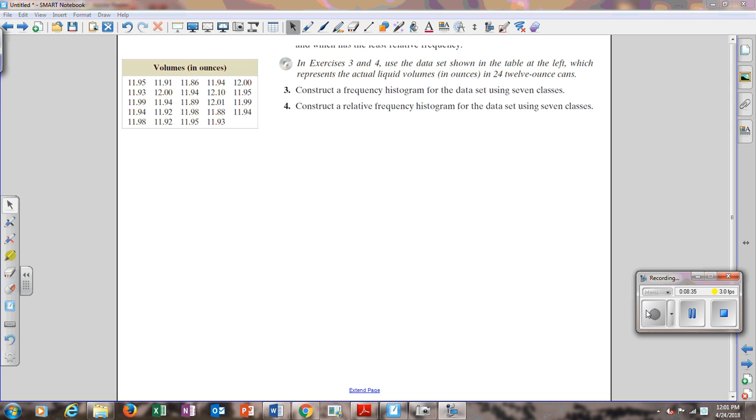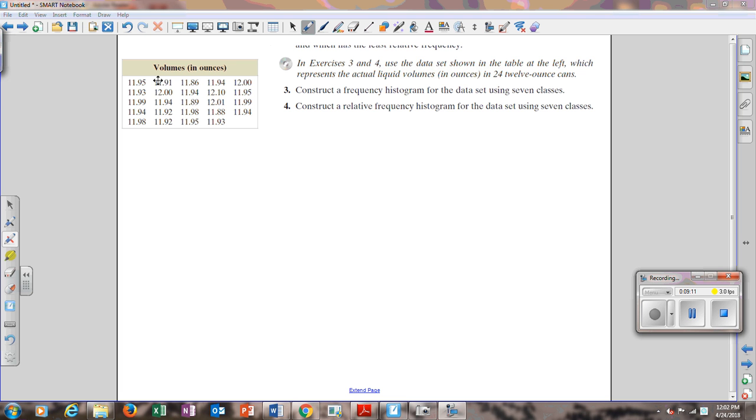Now this is the type of question we'd be more used to seeing. People just naturally coming up and saying, make me a chart or a diagram for the data set using 7 classes, as if you can just come up with a chart off the top of your head. Which we can't. So now we have to start by following our same rules. First, we have to come up with the lowest and highest numbers.